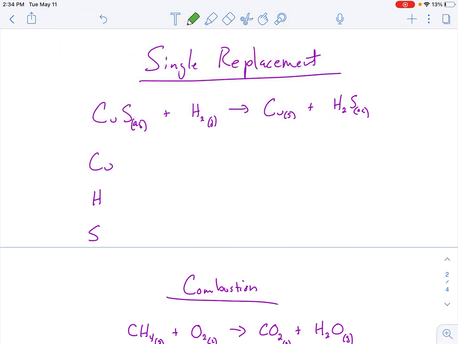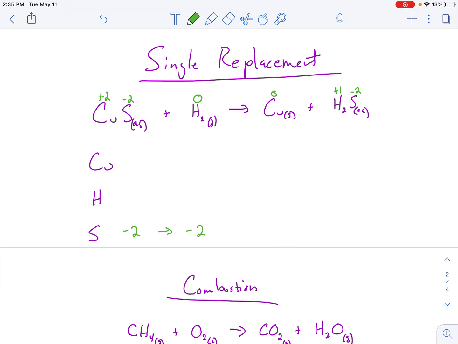Single replacement. All right, I think we used green. Let's do some oxidation numbers. These two are nice and easy, 0 and 0. Sulfur is going to be -2, copper is going to be +2, sulfur is going to be -2, hydrogen is going to be +1. Now, let's take a look at sulfur to start. -2, -2. -2 to -2.